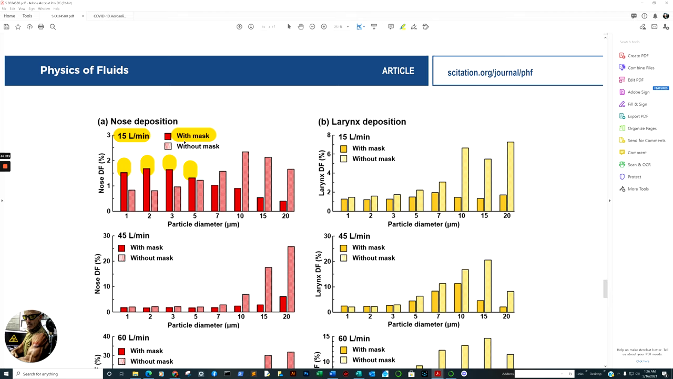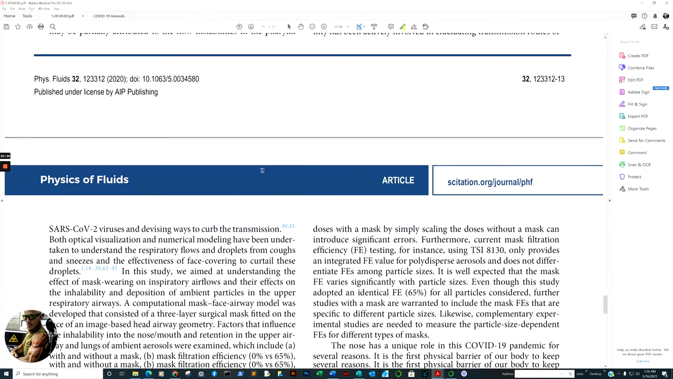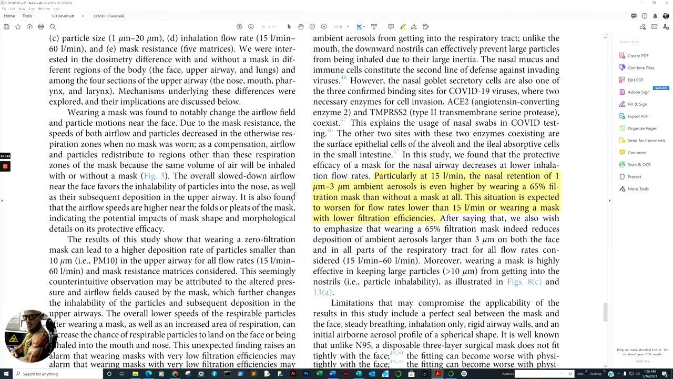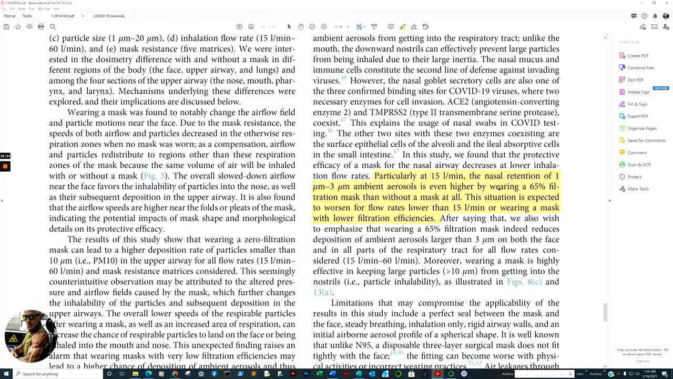So look at this, 15 liters per minute with mask. All right, you see that? Without mask. But again, they bring down this real point right here, and just to reiterate and to confirm the information that we're looking at, particularly at 15 liters a minute, we're only talking 5 to 8 liters a minute here, so I'd love to see the data on that. So at 15 liters a minute, the nasal retention of 1 micron to 3 micron ambient aerosols is even higher by wearing a 65% filtration mask than without a mask at all. This situation is expected to worsen for flow rates lower than 15 liters a minute or wearing a mask with lower filtration efficiency, i.e.